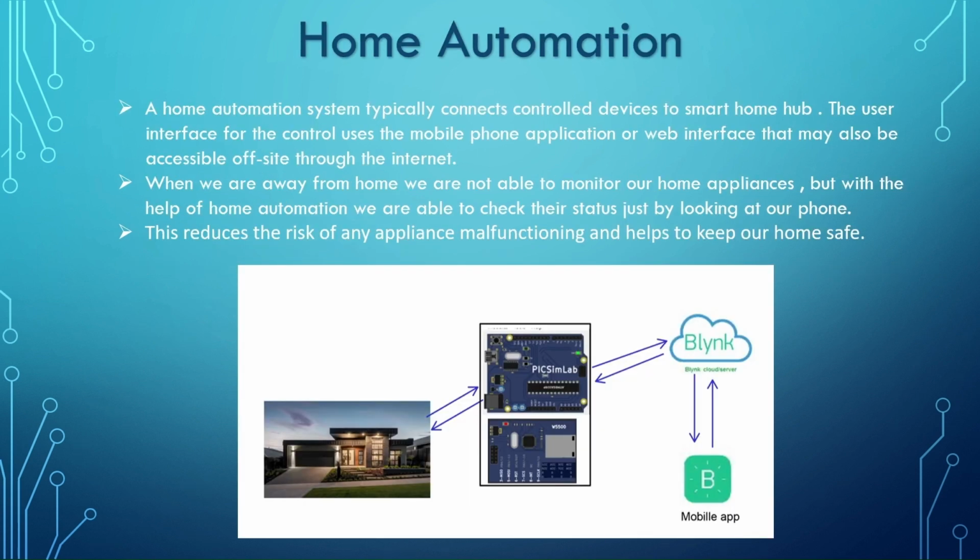Now, what is home automation and its need? A home automation system typically connects control devices to smart home hub. The user interface for the control uses the mobile phone application or web interface that may also be accessible off-site through the internet. When we are away from home, we are not able to monitor our home appliances, but with the help of home automation, we are able to check their status just by looking at our phone. This reduces the risk of any appliance malfunctioning and helps us to keep our home safe.